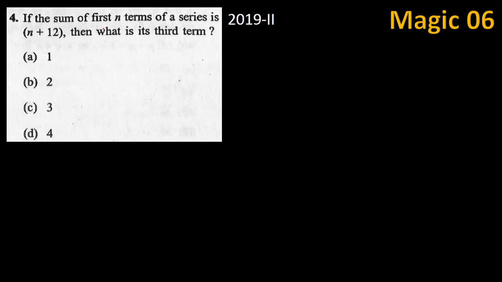If the sum of the first n terms of a series is n plus 12, then what is its third term? Please note that they have not mentioned whether the series is in AP, GP or HP. This is one general series, and Sn is given as n plus 12. So S1 will be 1 plus 12, which is nothing but 13, and S1 is always the first term, T1.